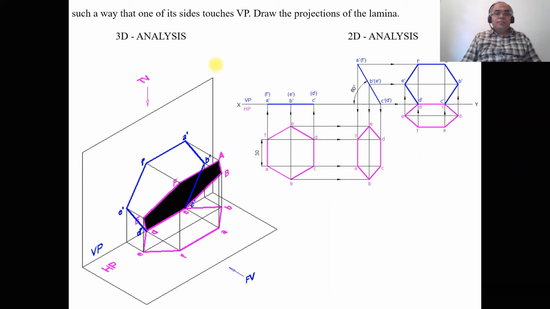How do I know that my problem is right? We can see that one of the sides is touching both HP and VP, and the surface of the lamina makes an angle of 60 degrees with HP, and this is a hexagon of 30 mm side. Now we will try to solve this problem using the sketchbook.